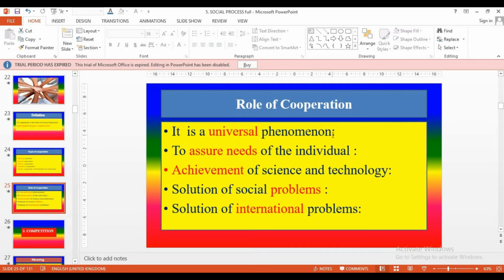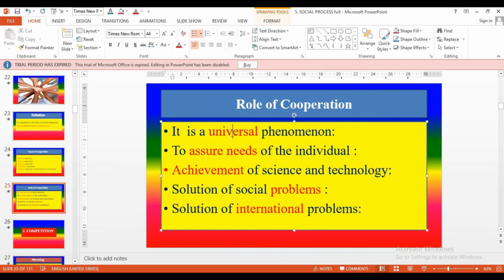Then the role of cooperation. The first role is that it is universal. Students, without cooperation we can't live; it is a universal phenomenon everywhere, from the family level. Second, it serves the needs of individuals. The aim of cooperation is to ensure they fulfill their needs. For example, in a family, members cooperate with each other to fulfill their fundamental needs.